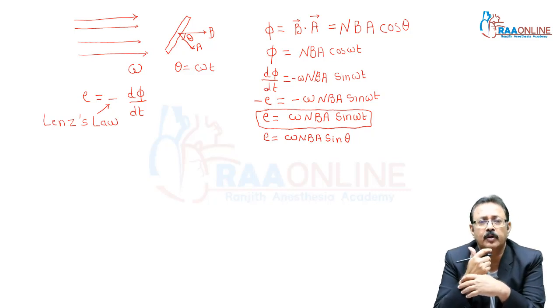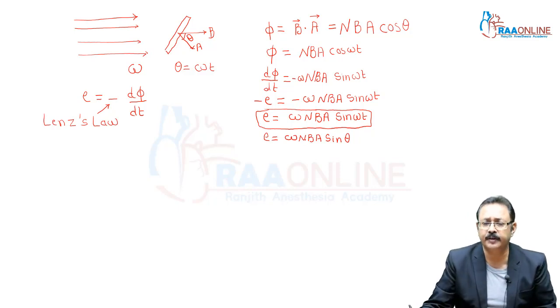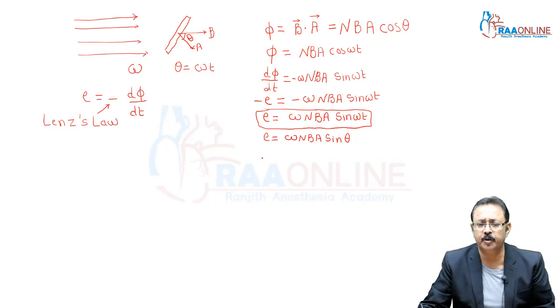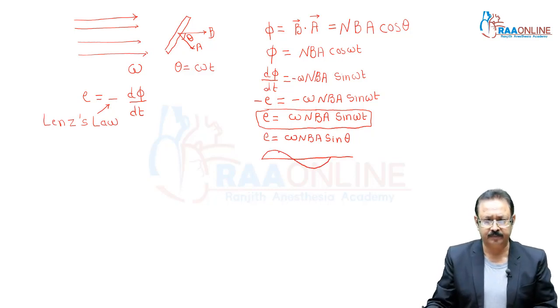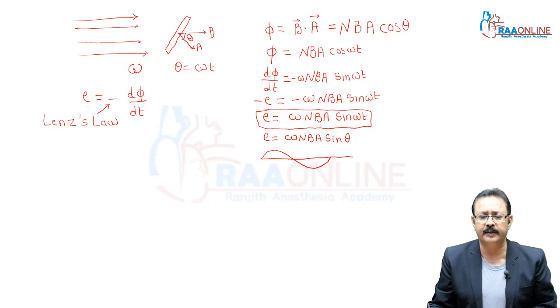So if you want to plot the graph of E with time, it should be like sin theta. If sin theta is 0, it will be 0. If sin theta is maximum, it will be maximum. So it is one complete cycle of E. It means when theta was 0, E was 0. When theta was 90 degrees, E was maximum.